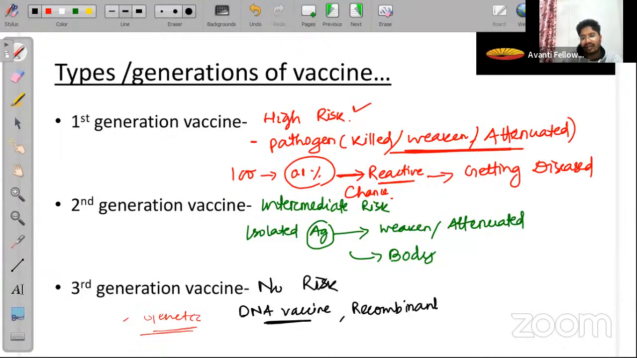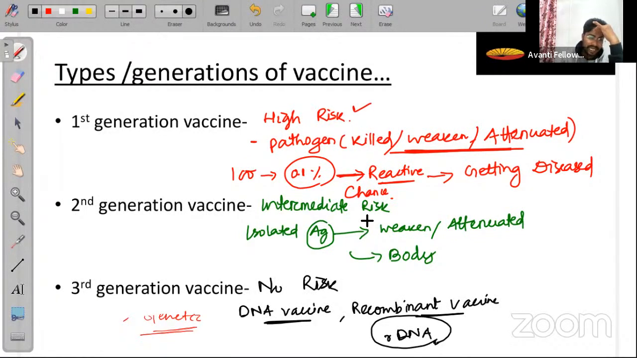Why? What happens in third generation of vaccine? The risk is less, it is a recombinant vaccine. How it is made I will tell in the coming slides, when we study third generation. This third generation, the recombinant vaccine and DNA vaccine, will be understood when you understand rDNA technology. If you know what rDNA technology is, then you can easily understand this one.